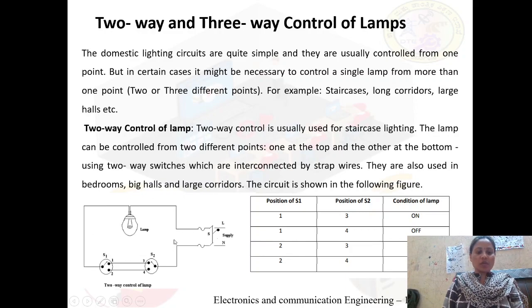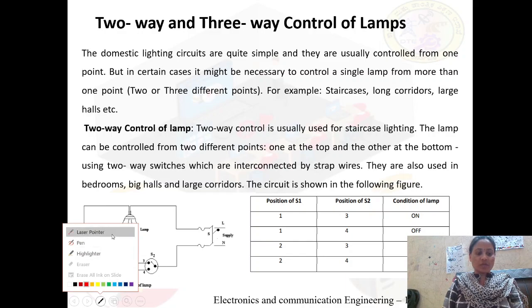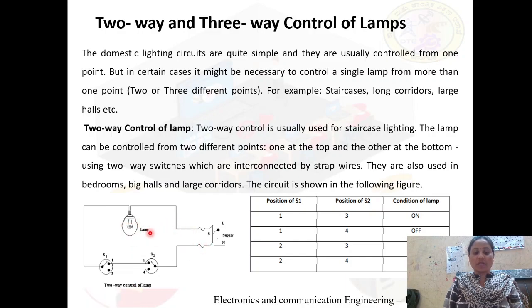So this is what the circuit for two-way control of lamp looks like. Here it contains two switches, S1 and S2. The positions of the switches are 1, 2, 3 and 4. Now this table will indicate the working of this two-way control of lamp circuit. Let us see how it exactly works and under which condition the bulb will glow and under which condition it will be off.